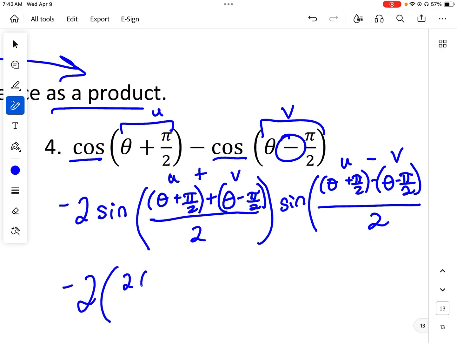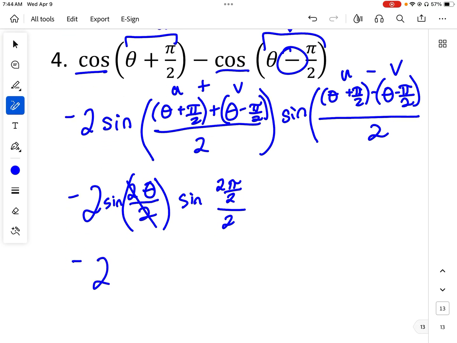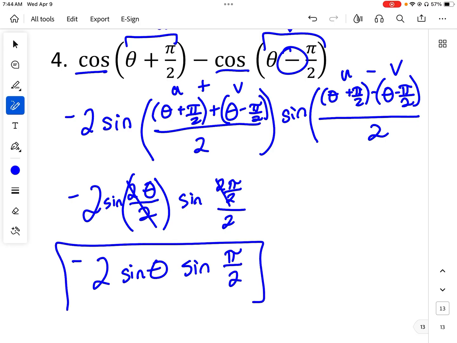This is negative 2. And then we have theta plus theta, so that's 2 theta. And then pi over 2 minus pi over 2. I forgot my sign. Okay, and then sine. Theta minus theta is 0. Pi over 2 minus a negative pi over 2 is 2 pi's over 2, over 2, which would cancel. So that's negative 2 sine theta. This cancels, sine theta over 2. And that is our solution.